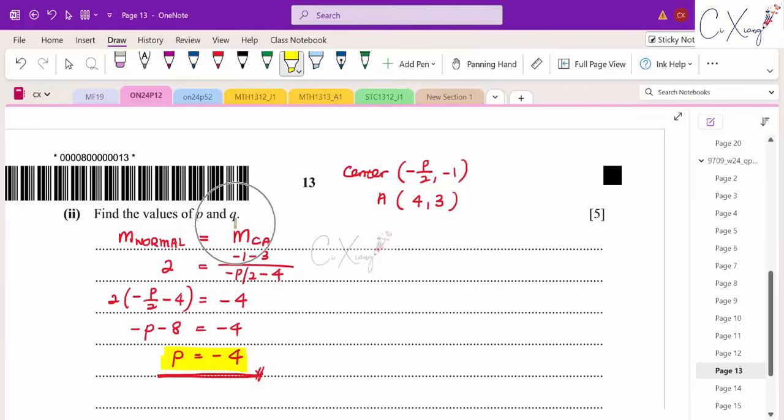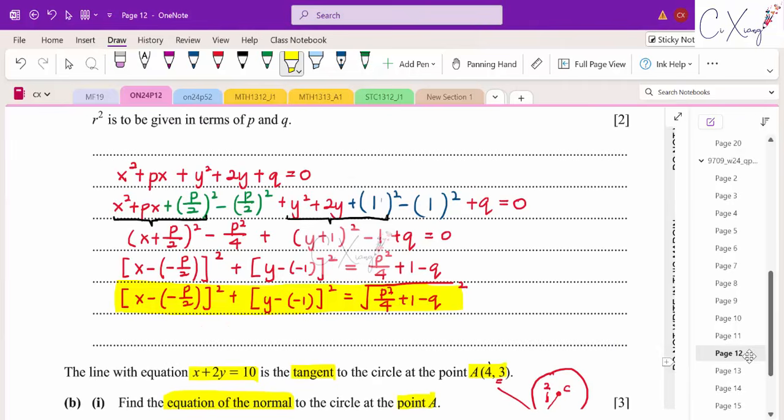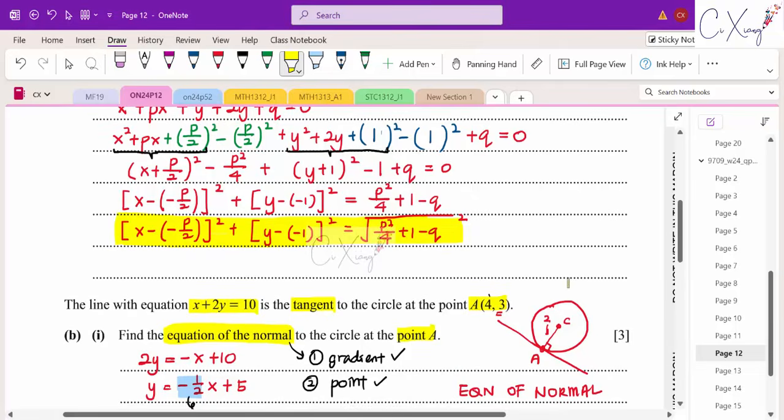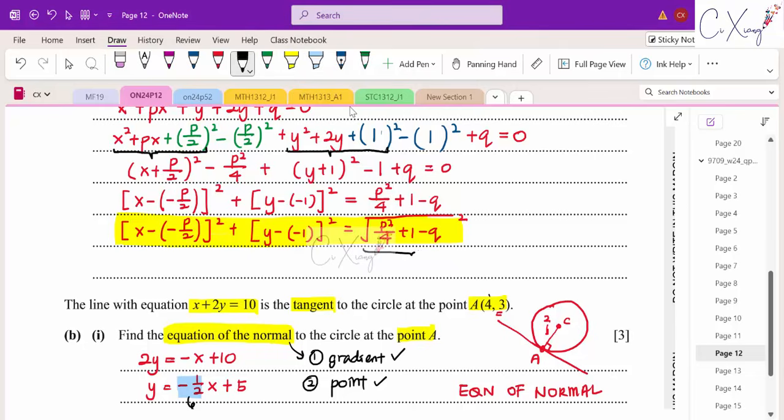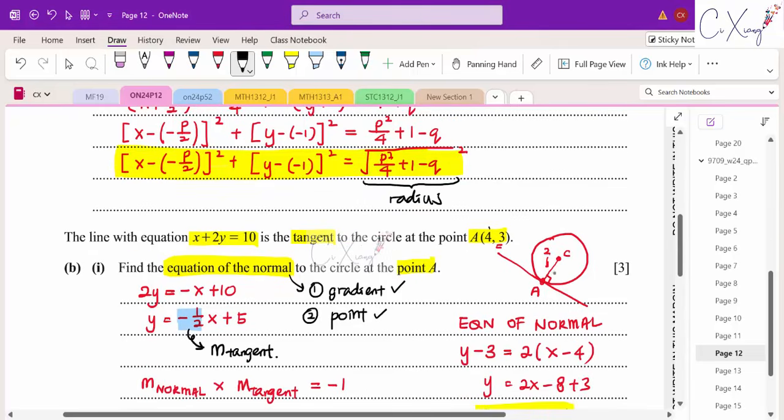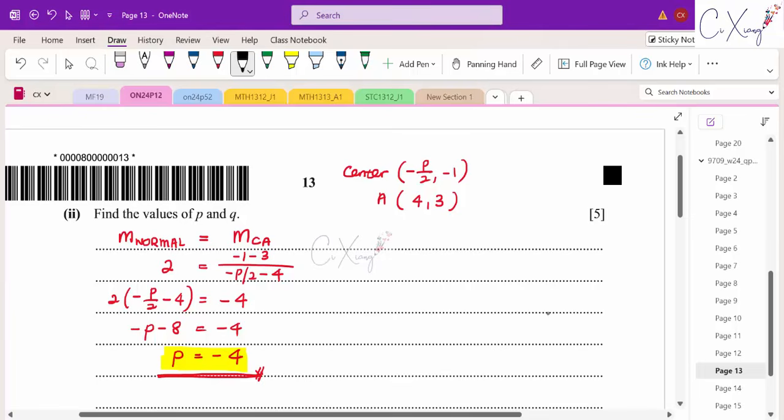Then how can I find the value of q? Okay, so we go back to the question one more time. If you have a look at q, basically q is involved in the radius of the circle. So q is involved in the radius. How to get the radius for the center here? The radius is basically the distance from C to A.